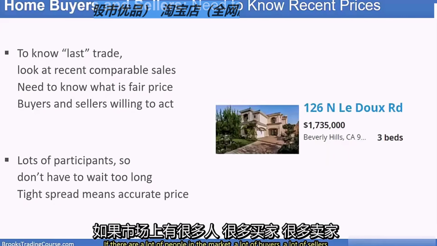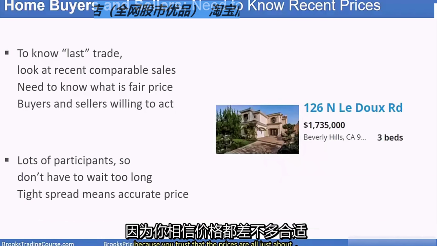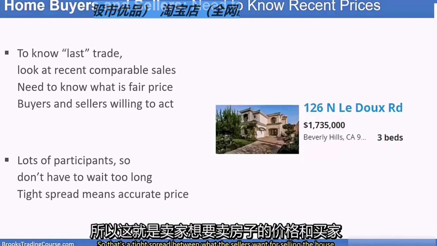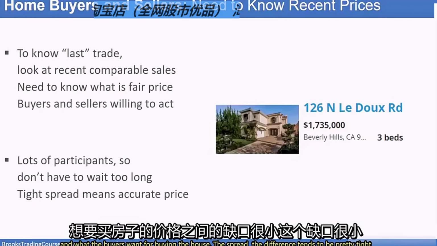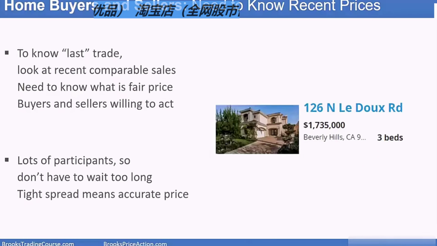If there are a lot of people in the market, a lot of buyers, a lot of sellers, you typically do not have to wait long to sell your house or to buy another house, because you trust that the prices are all just about right. So that's a tight spread between what the sellers want for selling the house and what the buyers want for buying the house. The spread, the difference tends to be pretty tight, and it tends to accurately reflect the fair value of the house.